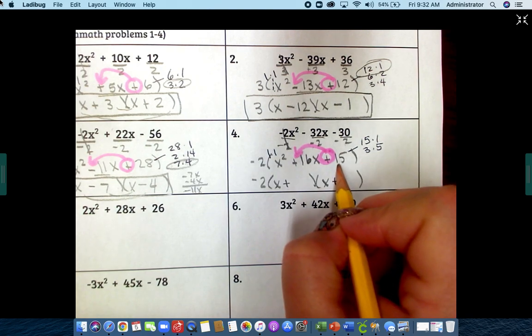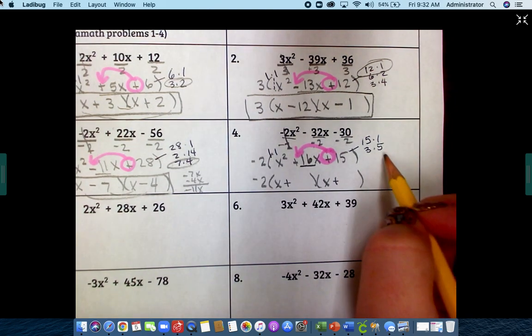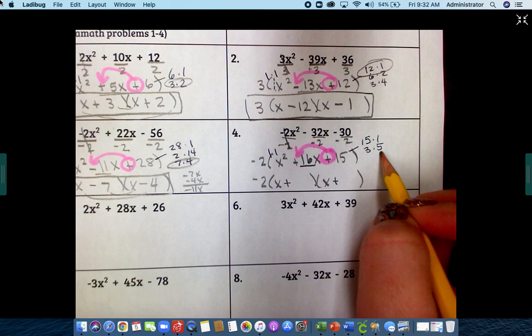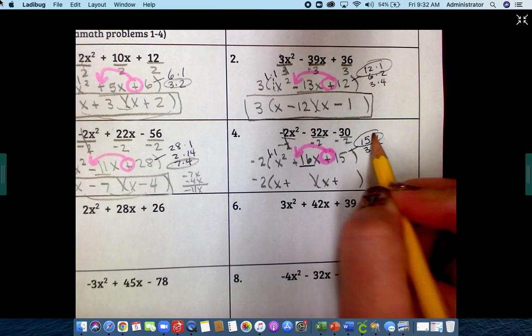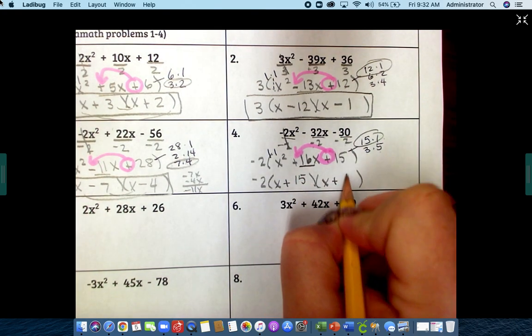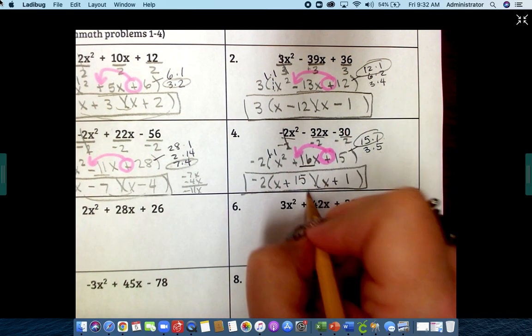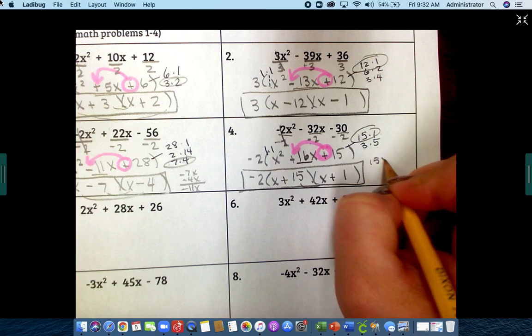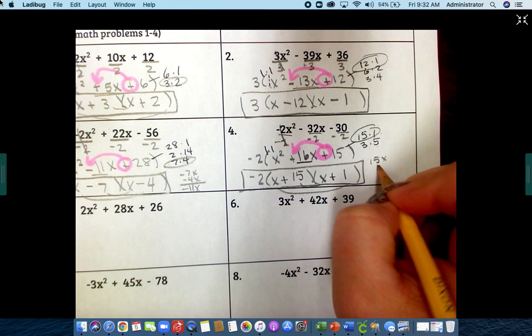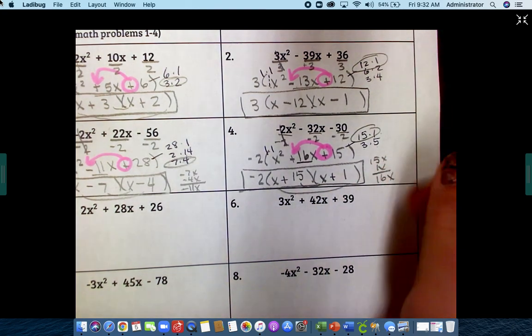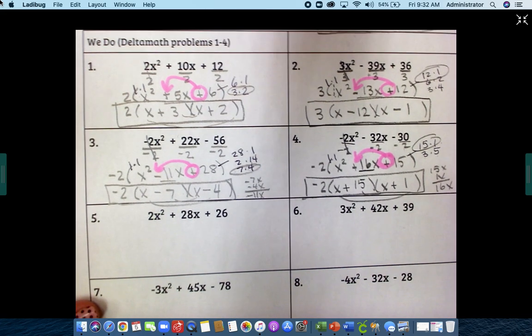Now, which factors will combine to give us a 16? 3 and 5 makes 8. 15 and 1 will make 16. So that means I need a 15 and a 1. And that's it, guys. So see how 15x, my inner and outer check, and 1x give me 16x. And that's what I wanted. So check. I'm good.